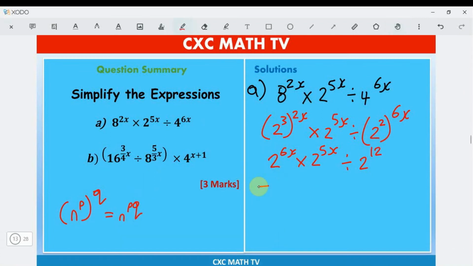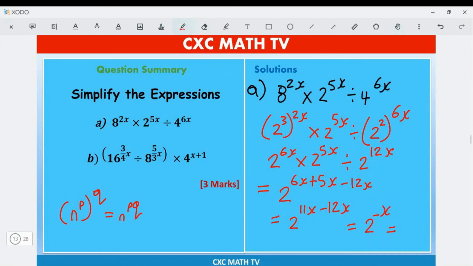So in other words, when we are multiplying and they're of the same base, we add the power, so 6x plus 5x. Then when we're dividing, we subtract the power, so we subtract that 12x. 6x plus 5x is 11x, so this works out to be 2 to the 11x minus 12x, which is equal to 2 to the 11 minus 12 is negative 1, so that's 2 to the minus x.